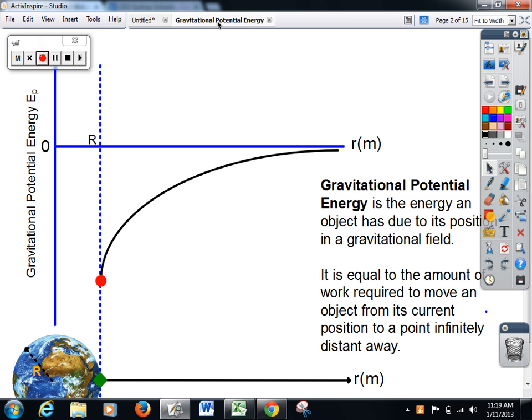But that doesn't work for gravitational potential energy. Gravitational potential energy has to be a negative value. Okay? It's energy that is directed down towards. So I'm not going to explain anything more than you have to just accept that for the mathematics to work, we have to have gravitational potential energy as a negative value, negative energy.